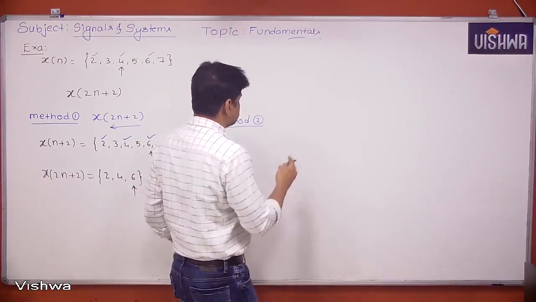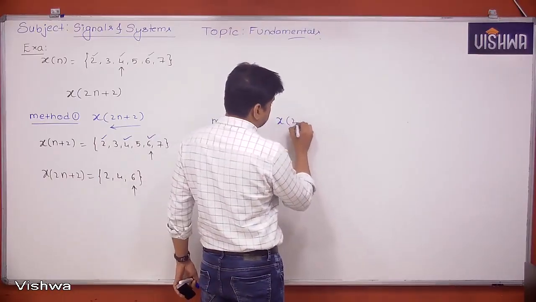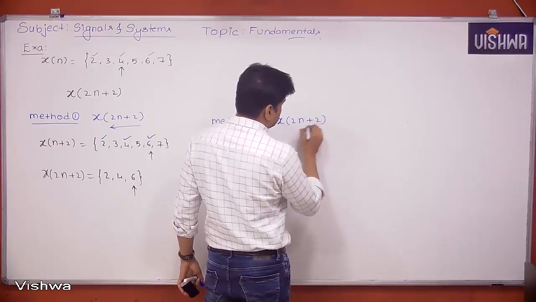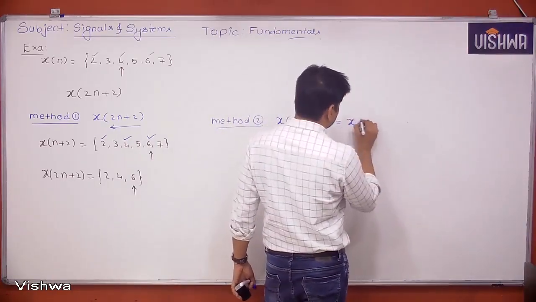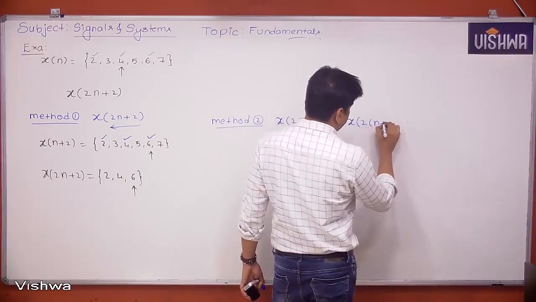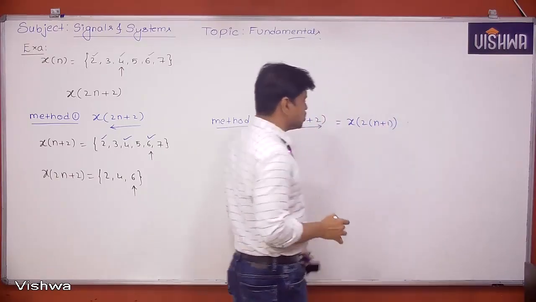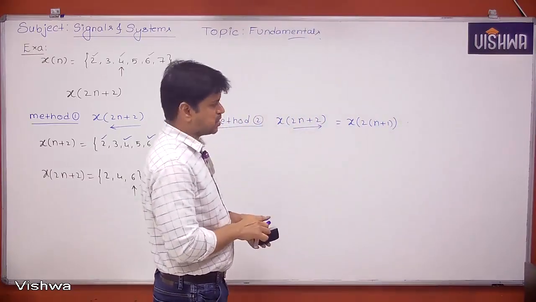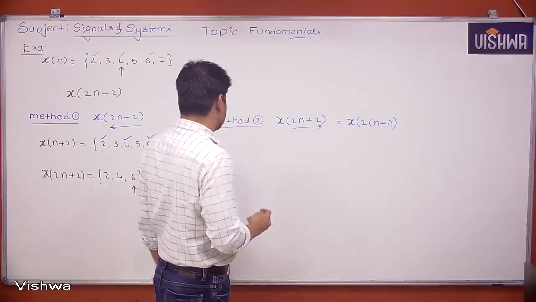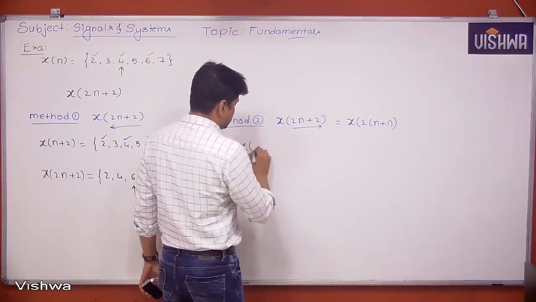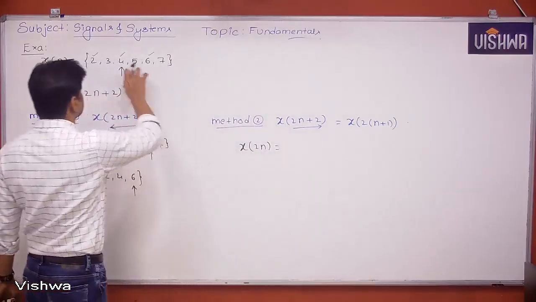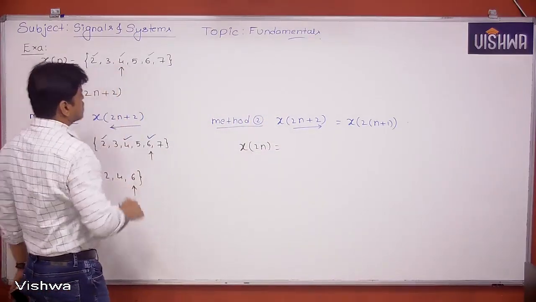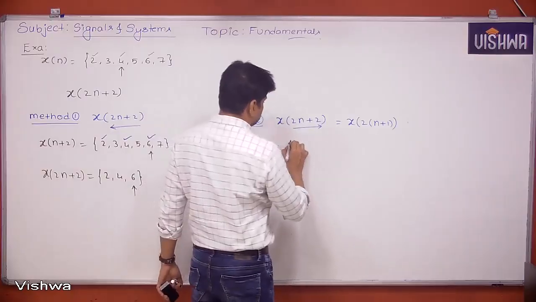Let's go with method 2. Method 2 means x of 2n plus 2, in this direction we have to go. If I take 2 common out, it is 2 times n plus 1. So it is also not involving any non-integer shifting, so we can go with this method also. That means first we can calculate x of 2n. X of 2n means we have to pick every second sample, that means 2, 4, 6 only.